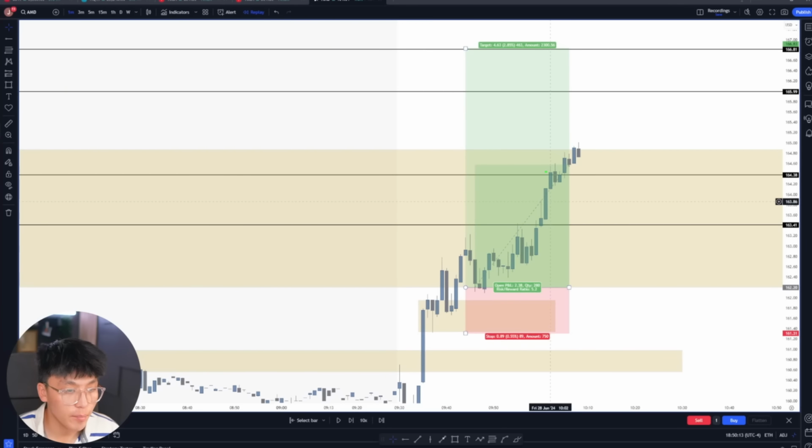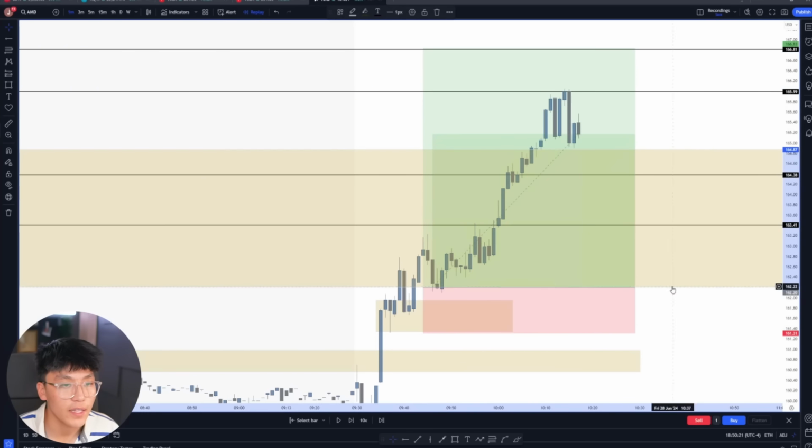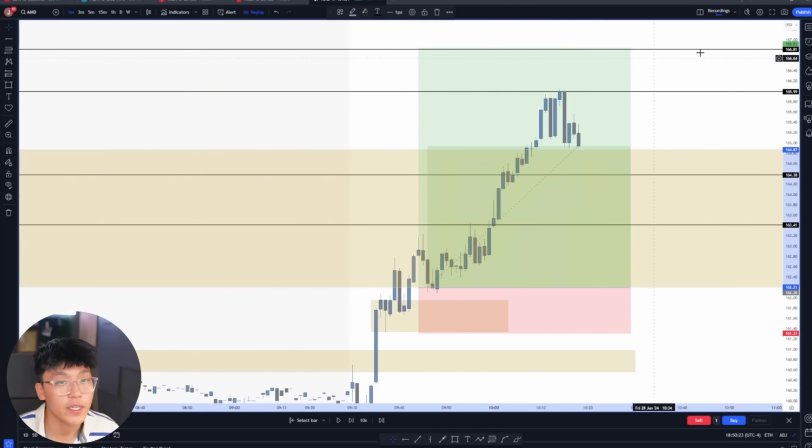It hit our second profit target, which is that 164. And you can see price end up tapping our third profit target, which is that 165. And then price never ended up gravitating towards that 166 level and ended up stopping the rest out of my trailers.